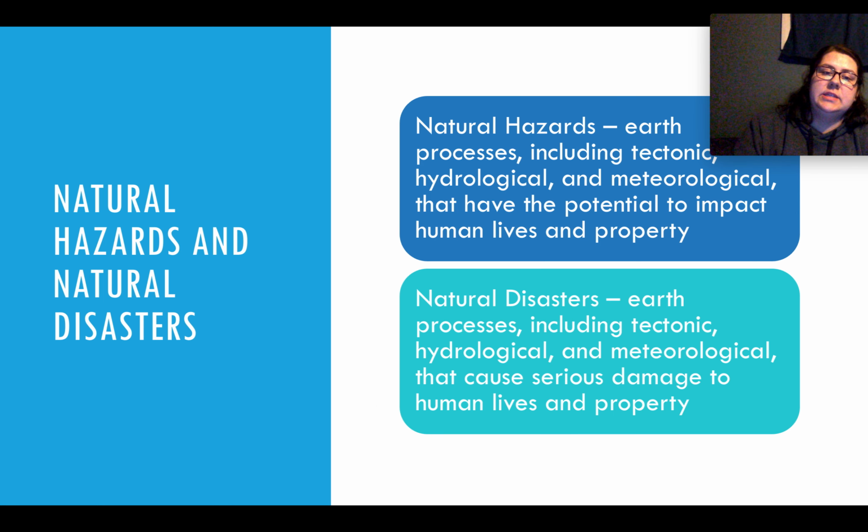Natural hazards and natural disasters. Natural hazards: Earth's processes including tectonic, hydrological, and meteorological that have potential to impact human lives and property. Natural disasters: Earth's processes including tectonic, hydrological, and meteorological that cause serious damage to human lives and property. Natural hazards can become natural disasters if the natural hazard is in the way of people and where they live, or say animals, people's, like around humans.